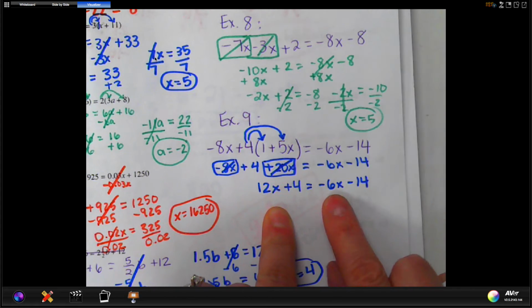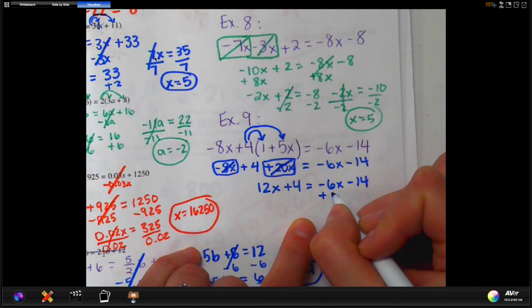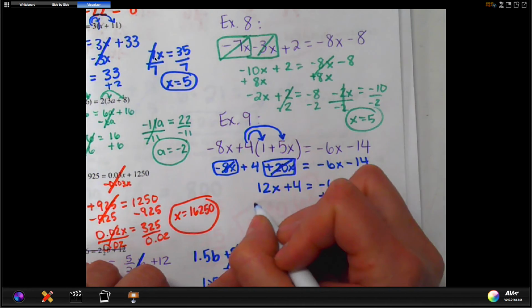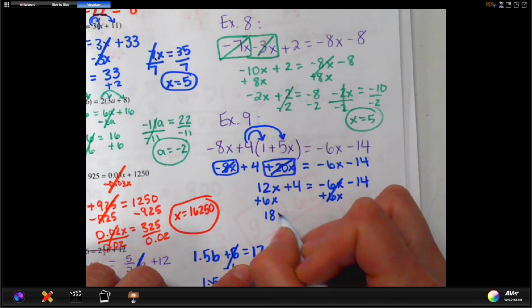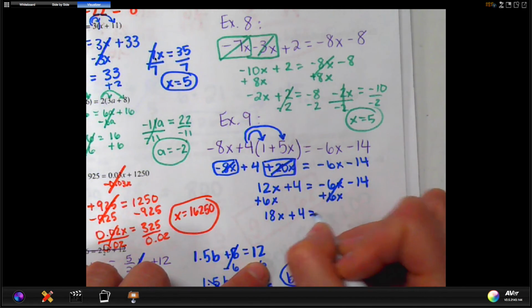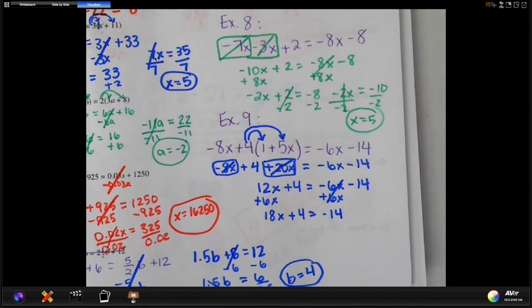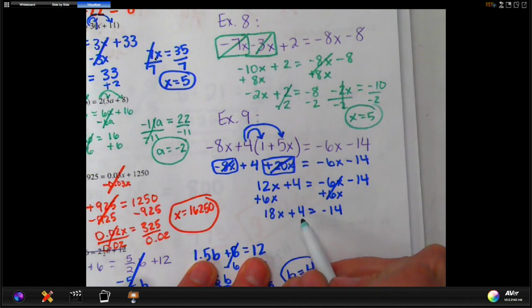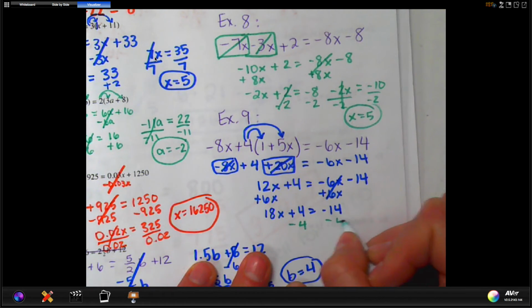So I'm going to cancel the one on the right. So opposite of negative 6x would be plus 6x. Plus 6x over here. And we get 18x plus 4, bring that down, equal now negative 14. Okay, and I'm going to switch colors here because I'm running into another blue. All right, so negative 14 is safe. The positive 4's got to make its way out, so we're going to subtract 4 and subtract 4.